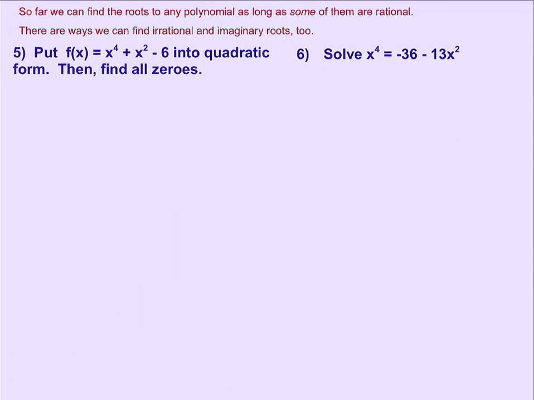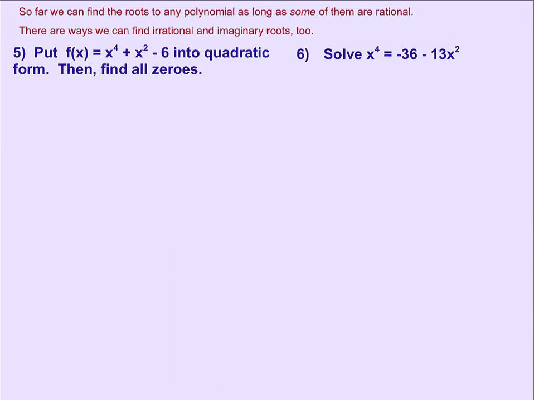In this video, we are going to learn one last method for finding zeros of polynomial equations and functions. So far, we can find the roots to any polynomial as long as some of them are rational. We have the rational roots theorem, so if we see a polynomial, we can make a list of possible rational roots, try synthetic division until we find one that works, and then use that synthetic division to get to the quadratic, and that's how we find the two imaginary roots.